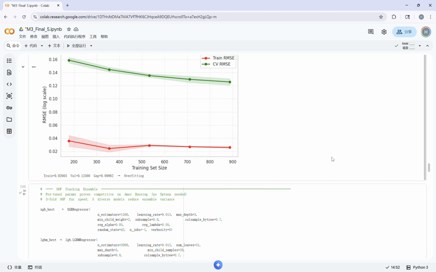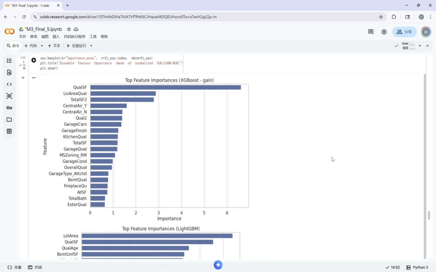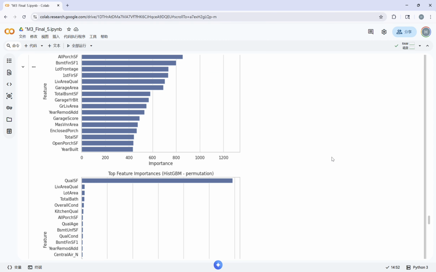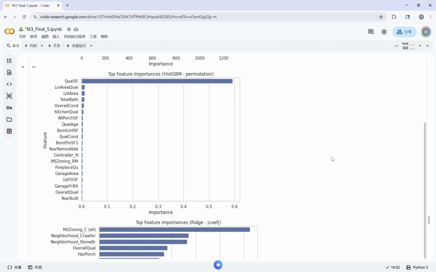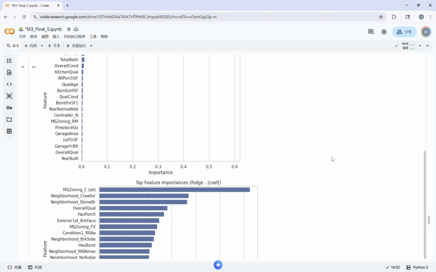For key drivers, ranking can vary slightly by model, but the overall patterns were consistent. Size-related factors are crucial, such as total usable space and living area. And overall quality and renovation level have strong influence. And third, location and neighborhood signals carry significant predictive power. And fourth, age and remodeling status can materially shift valuation.